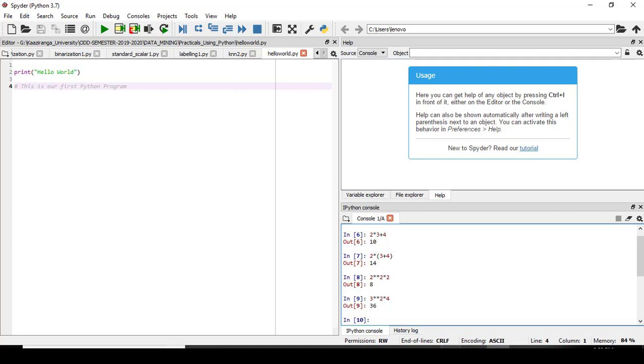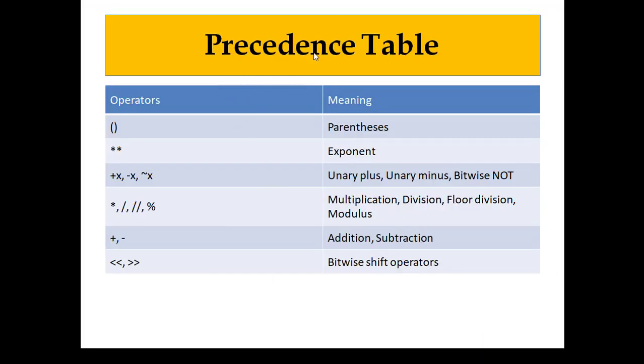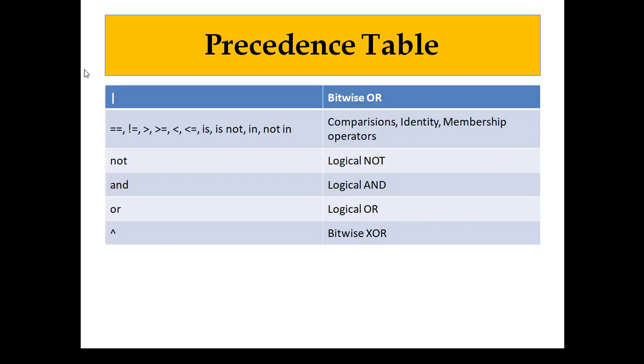So guys, I hope today's lecture is very clear to you. Today we have covered a very important topic, that is precedence: how the operators will be evaluated in an expression on the basis of precedence. We have seen that different operators have different precedence, and among them parenthesis has the highest precedence, then exponent, then unary plus, minus, bitwise not, then multiplication, division, floor division, modulus, addition, minus, then bitwise shift left and right, then bitwise or, then all the comparison operators, then not, and, or, and bitwise XOR. So today the precedence is covered. Next we will cover the associativity of the operators, and that will also be very important.